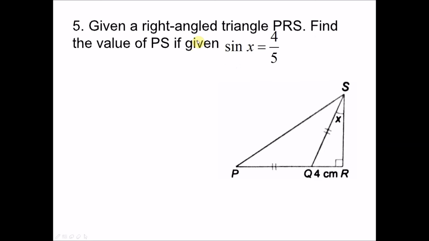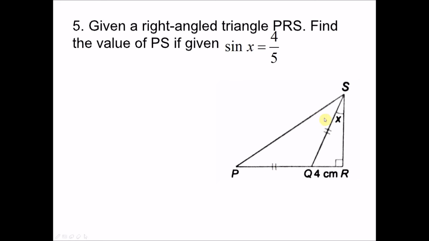Question 5, given a right angle triangle PRS, find the value of PS, which is this, the longer side, the hypotenuse, if given sine x equals 4/5. So this is the first information. The second information we have is QR is 4 centimeters. The third information is x is here. The last information is this side equals this side. The length of this side is the same as the length of this side.